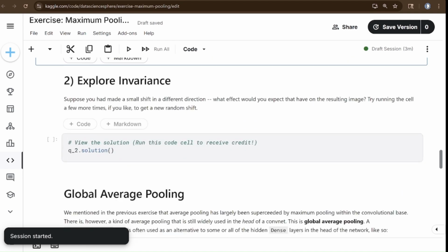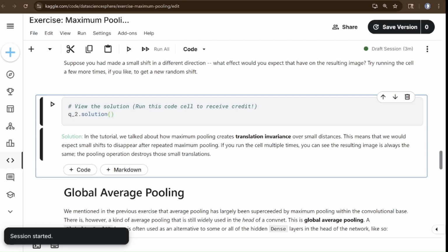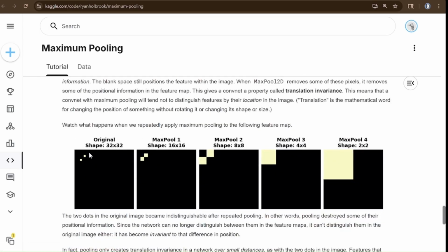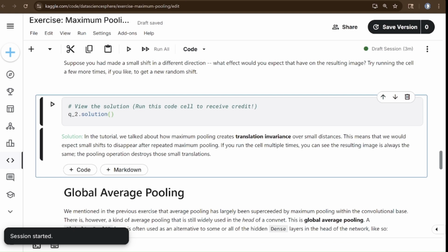Okay. Now explore invariance. Suppose you have made a small shift in a different direction. What effect would you expect that to have on the resulting image? Let's see. In this tutorial, we have talked about how maximum pooling creates translation invariance over small distances. We have already understood that if they are near to each other, you cannot differentiate. But if they are far, you can differentiate, right? You have understood that. This means that we should expect small shifts to disappear after repeated maximum pooling. Exactly. If you run the cell multiple times, you can see the resulting image is always the same. And the pooling operation destroys those small translations.